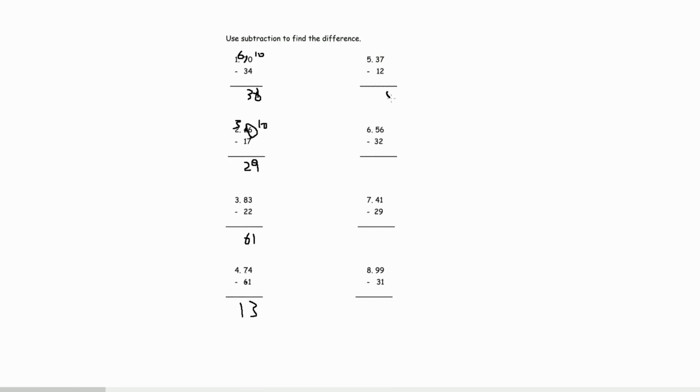7 minus 2 is 5, 3 minus 1 is 2, 6 minus 2 is 4, 5 minus 3 is 2. 24, 1 minus 9, we can't do that, bring that 10, 10 minus 9 is 1. We have the leftover 1 plus 1 is 2, 3 minus 2 is 1, 9 minus 1 is 8, 9 minus 3 is 6.